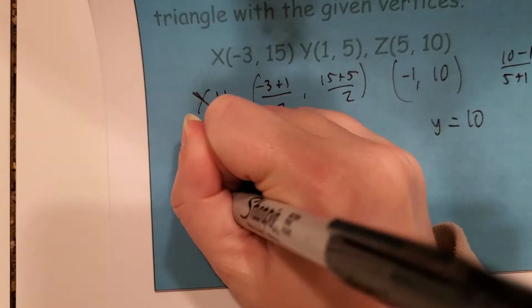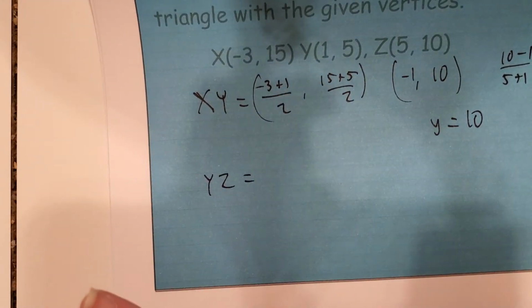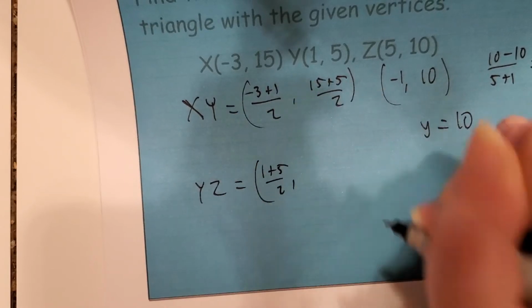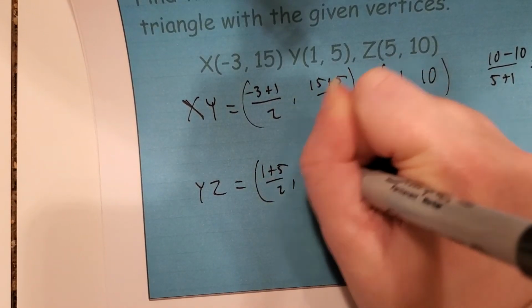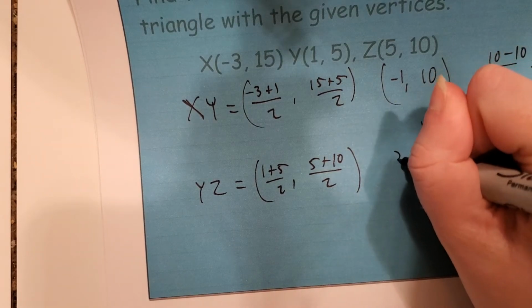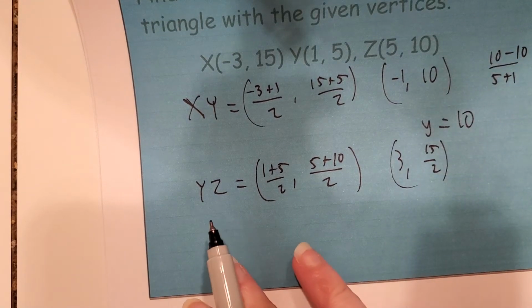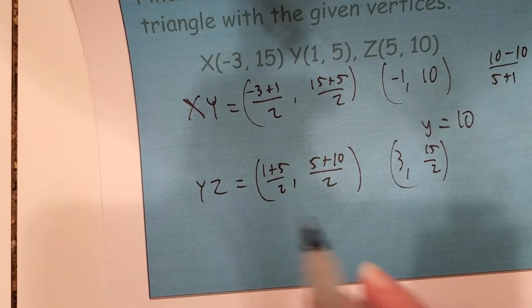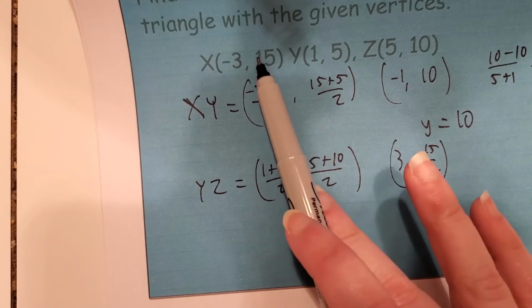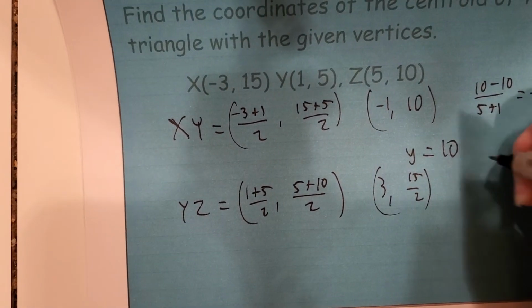Let's do the same thing with YZ. All right? So we want the midpoint of YZ. So that's 1 plus 5 over 2, and 5 plus 10 over 2. Eek, this is going to be gross. That's 3, and then 15 over 2. So if we're dealing with YZ, it's got to pass through this midpoint and point X. So we're finding the slope between those 2 points.